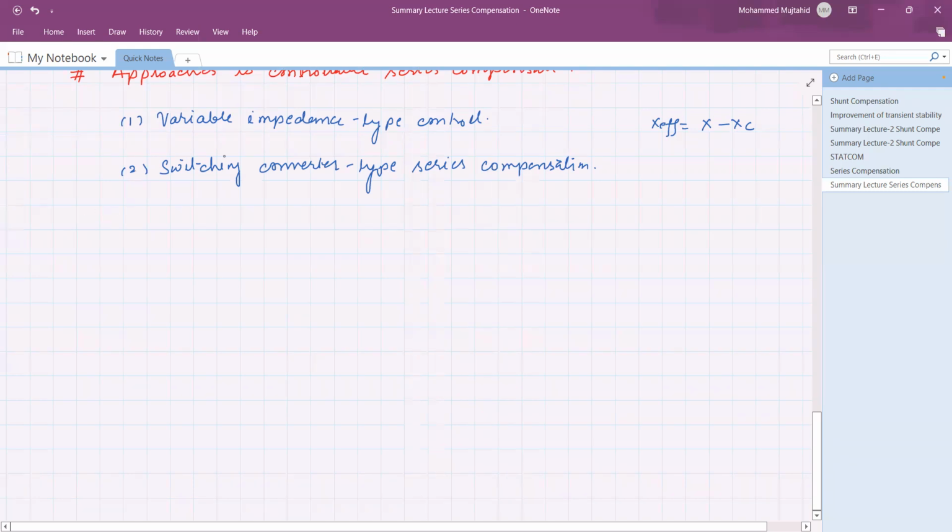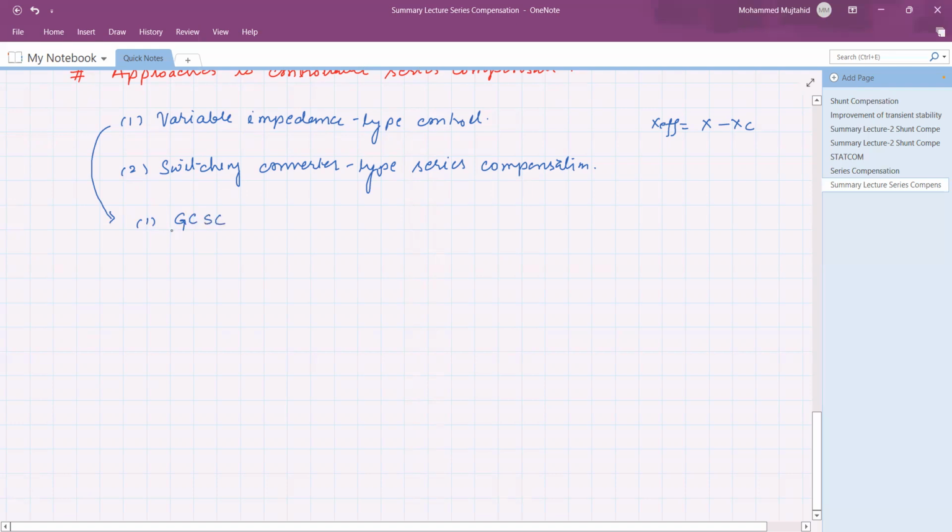Now, in variable impedance type series compensation, there are some other methods. One is called GCSC.